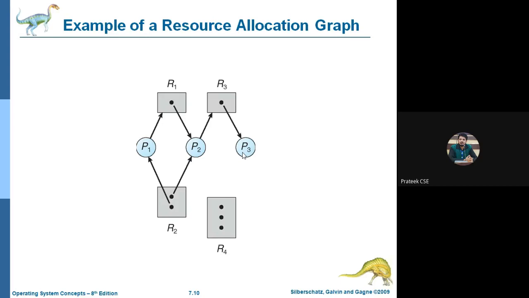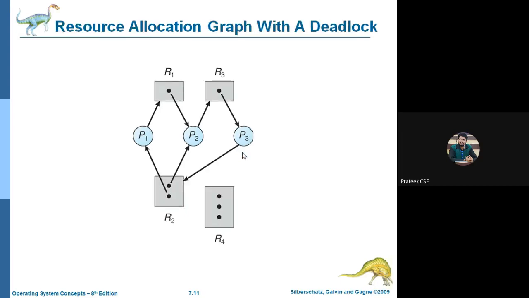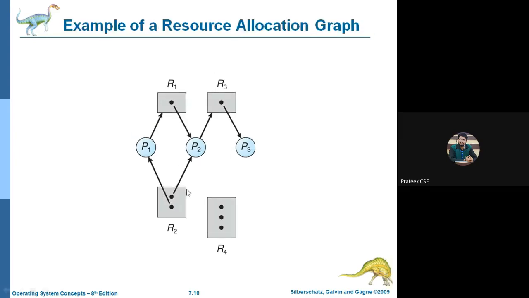Now here P3 is not requesting for any of the resources, but in this particular diagram each and everything is same, but now process P3 is also requesting for one of the instances of resource R2. तो सिर्फ एक edge add करने से इस system में deadlock आ जाएगा. So how it will happen? So just let's see it. So I hope this thing is very much clear to you, how to represent various processes and resources and what are the meanings of the different kinds of edges.